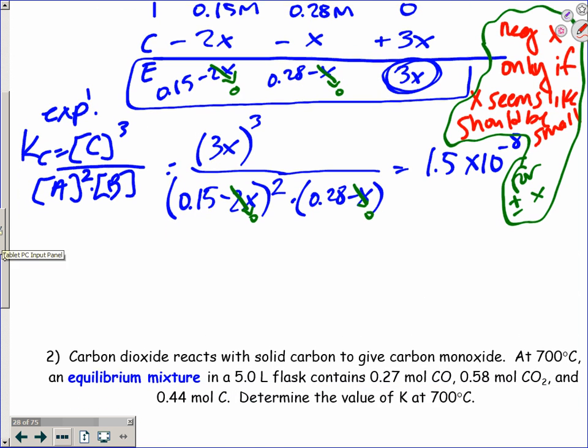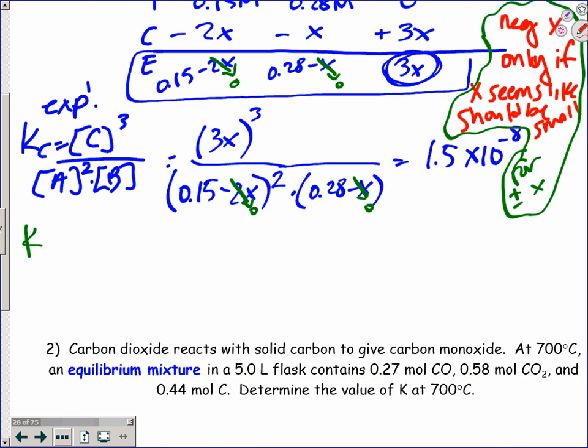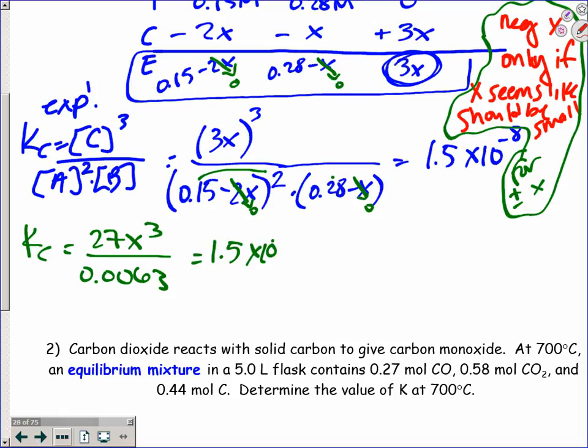So the same applies on the numerator, right? So KC is equal to 27x cubed over what? All right, so what's 0.15 squared times 0.28? 0.0063? Thanks. 0.0063, so we just did this squared and times it by the 0.28. This equals 1.5 times 10 to the negative 8. Now, you guys solve for x.